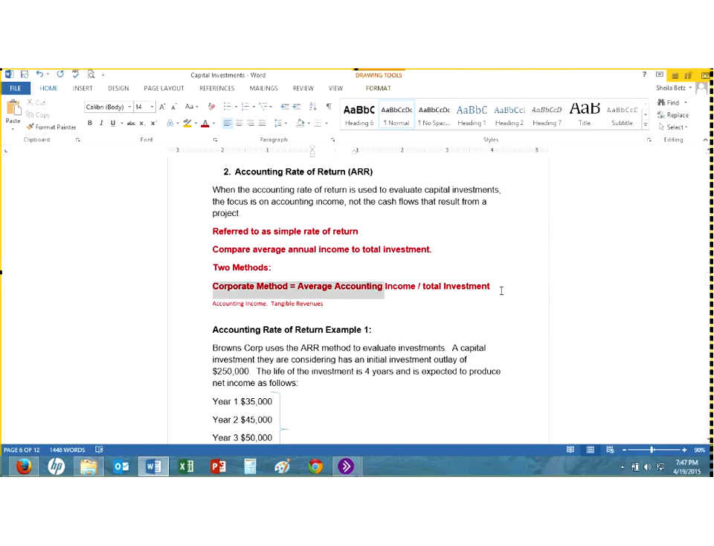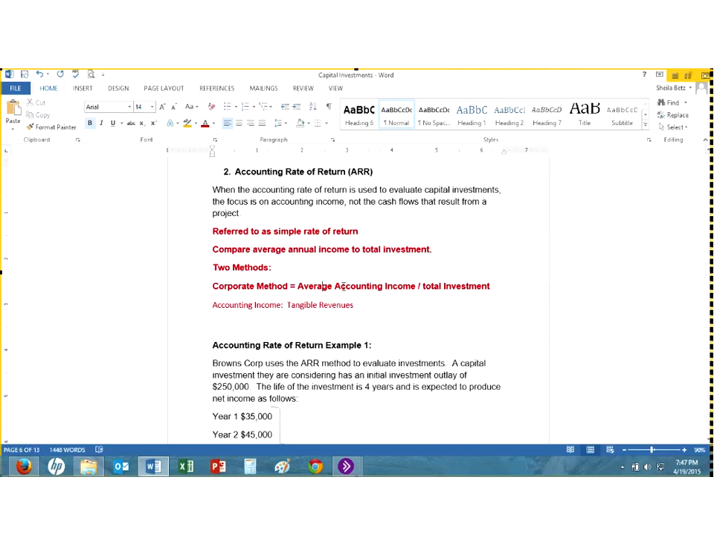And so we're going to use the formula. There's a couple of different methods to do the accounting rate of return, and the reason is that some methods differ depending on what the company's overall goal is. We're going to take our average accounting income. When I'm talking about income, I'm talking about net income profit, divided by the total investment. All right?